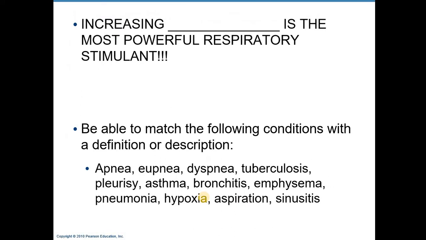Your main stimulant to affect your breathing would be carbon dioxide. When you have increased carbon dioxide levels, it will decrease your oxygen, and it will stimulate your bone marrow to release blood cells, and your blood cells will give you more oxygen. So increased carbon dioxide is going to stimulate oxygen to be made to get that carbon dioxide out of there. So that's your most powerful stimulant in the respiratory center.